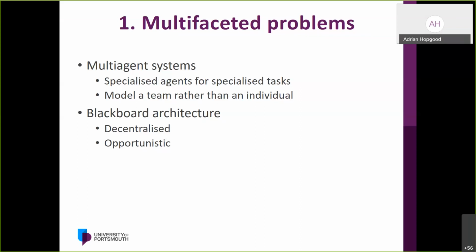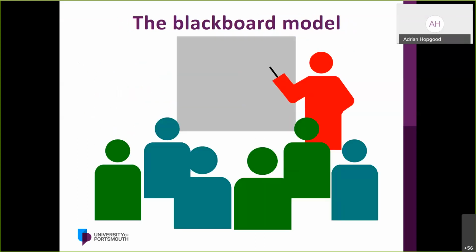There are many different ways in which you can design multi-agent systems, but I've been interested for a long time in the so-called Blackboard architecture. Incidentally, if anybody's used Blackboard, the virtual learning environment, it has nothing to do with that. It's just a coincidental name. Other forms of multi-agent framework are available. This just happens to be one that works quite nicely for me. It's quite an old architecture, which has had a bit of a resurgence of interest. This is what the model looks like.